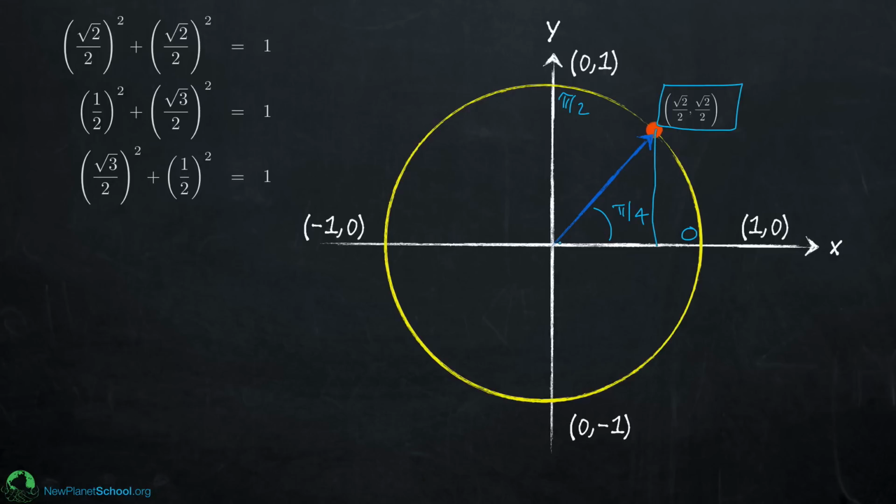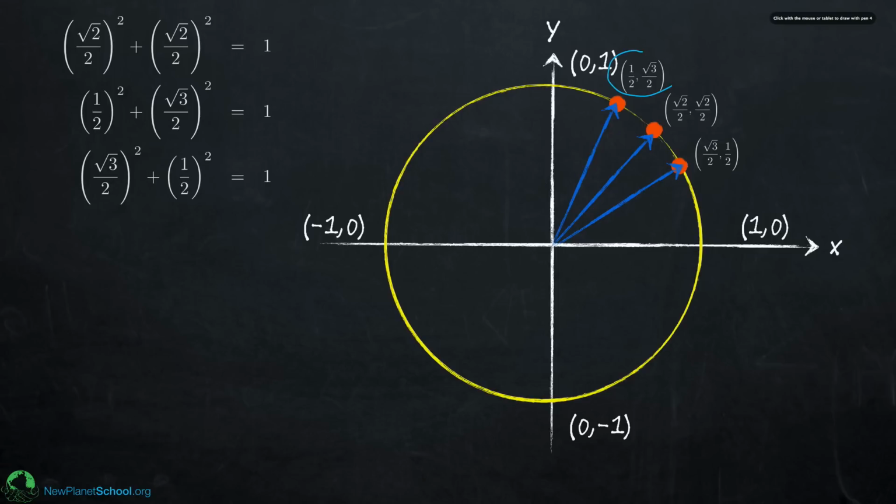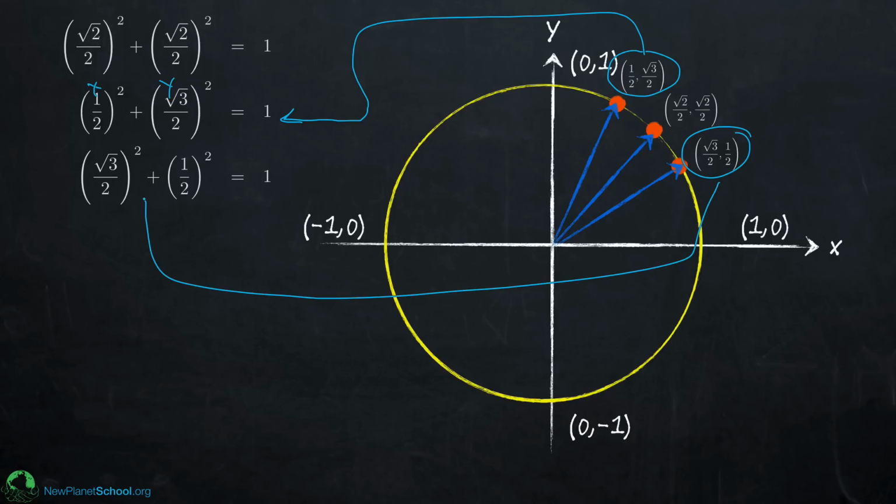Pi over 4 is halfway, therefore this has to equal this, which has to equal this, which has to equal this. Okay, and notice that this one came from this relationship. So let's clean that up and go. Here's the other one, and here's the other one. And so we can see again, this value right here came from here. This is x, this is y, and this one right here came from this equation.